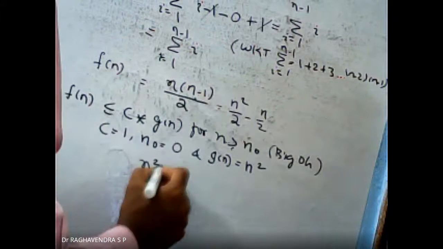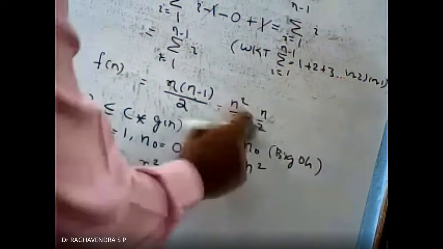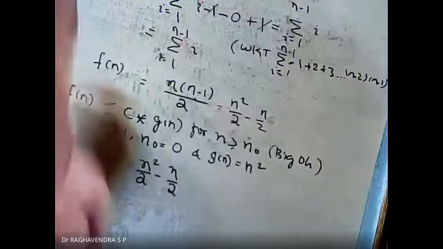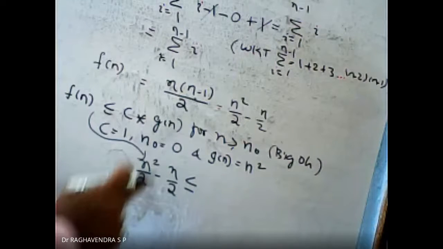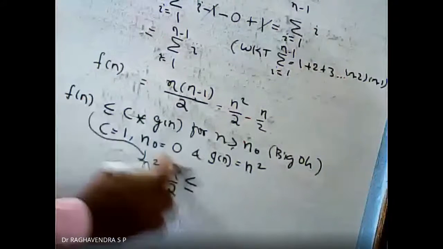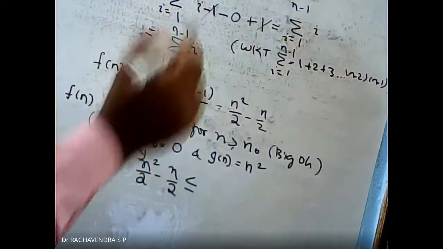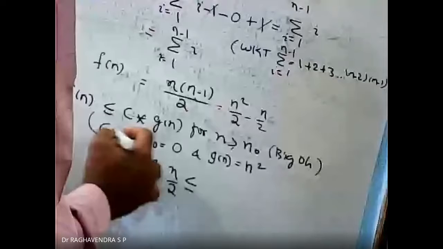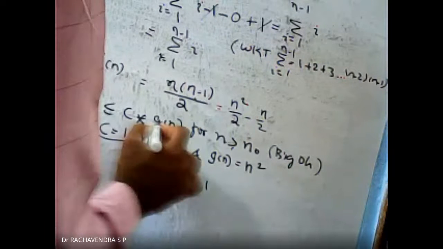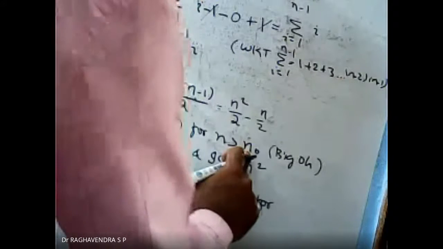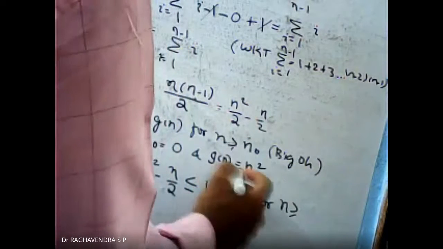Okay, so what we have got is n square by 2 minus n by 2. This is f of n, and this is smaller than or equal to c into g of n. c is 1, which I have just taken. c is equal to 1 into g of n. G of n is defined as n square, for n greater than or equal to n naught, and here I have taken n naught as 0.